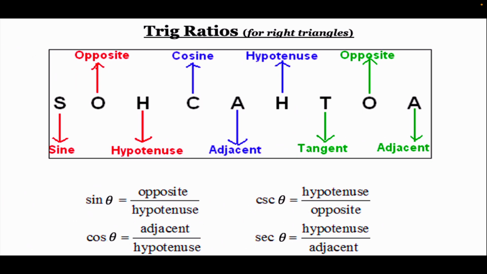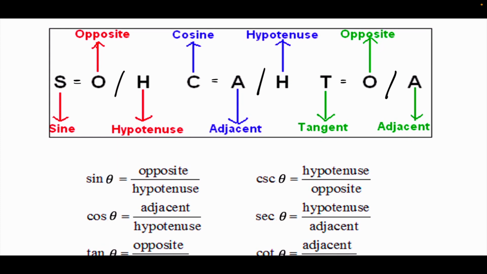Well, it comes from sine equals opposite divided by hypotenuse. Cosine equals adjacent over hypotenuse. Tangent equals opposite over adjacent. Okay? Ratios are fractions, which can be changed to decimals. All ratios are just fractions. They refer not to the angles, but to the sides.